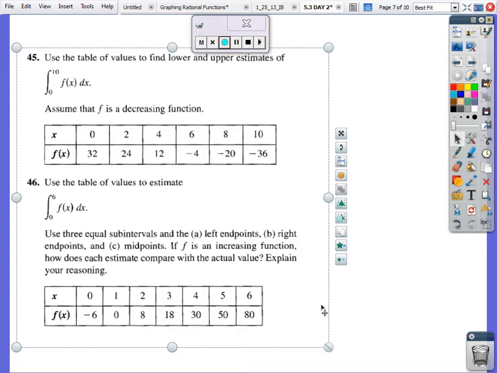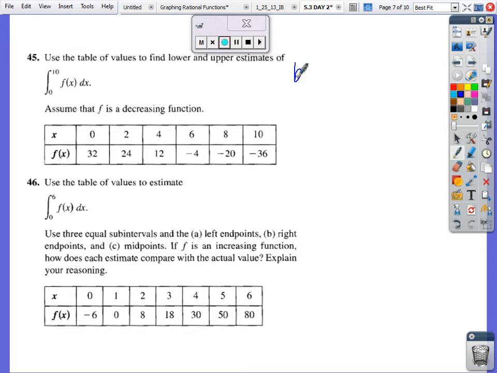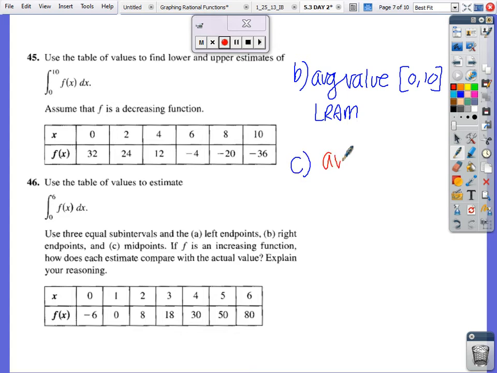Now, I will add a part B for number 45 because you get this a lot in the AP. I would like for you to find the average value on the interval from 0 to 10 using, let's say, an LRAM. Actually, no, I'll make you do one that you haven't done. Yeah, no, we'll do LRAM. And then part C, average rate of change along that same interval of 0 to 10.